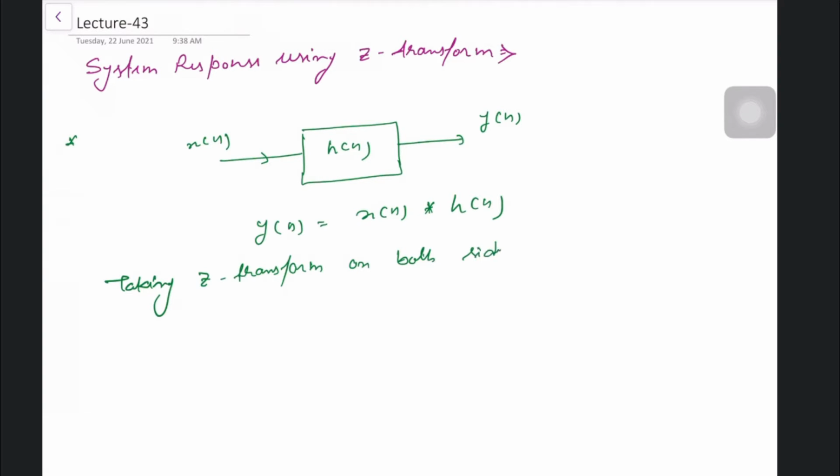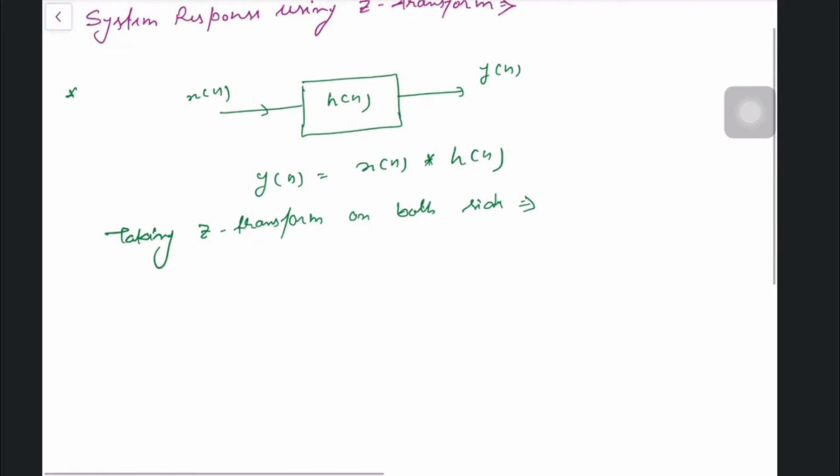So all of you know, when you take the Z transform, convolution becomes multiplication. So y[n] becomes Y(z), x[n] becomes X(z), and that will be multiplied by H(z). This we already know, we have seen it, directly multiplication. Where Y(z) is the Z transform of y[n], X(z) is the Z transform of x[n], and H(z) is the Z transform of h[n]. So from here you can write H(z) equal to Y(z) upon X(z).